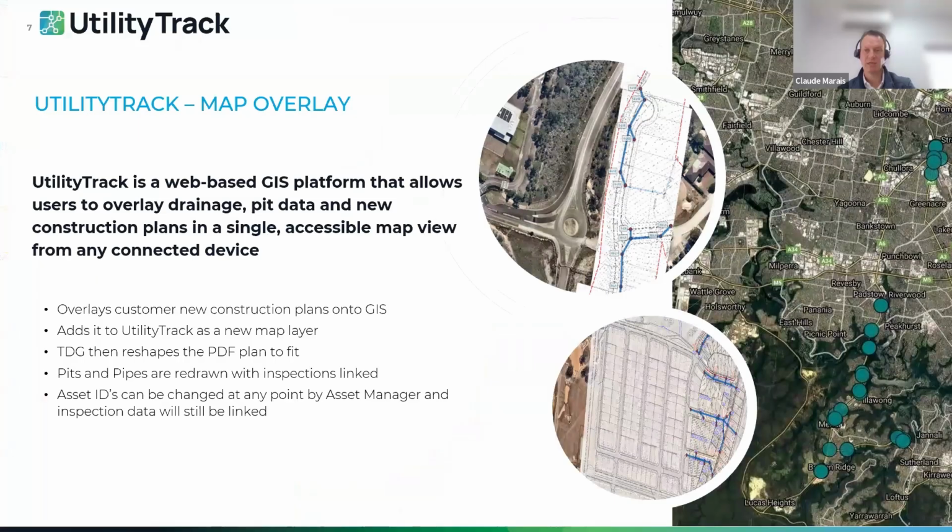Map overlays. With various background mapping support, UtilityTrack features a unique function to overlay new construction plans onto the mapping system to scale, with the new pipe and pit data easily transferred. I'm sure most of you have come across new assets being installed and the same repeated asset IDs being used, for example asset 123 or manhole 123 and so on. And the beauty behind UtilityTrack is that it has a unique ID allocated to any asset that's being drawn onto the system.